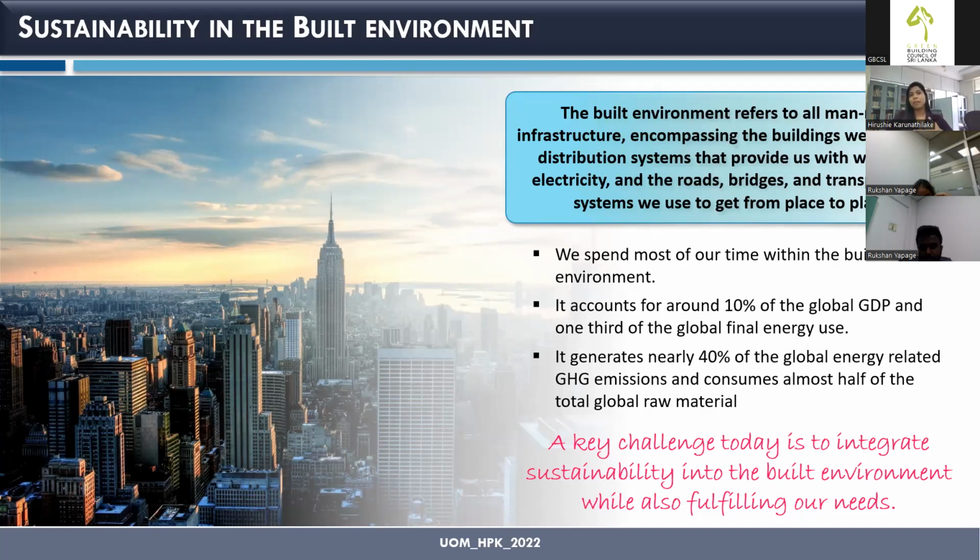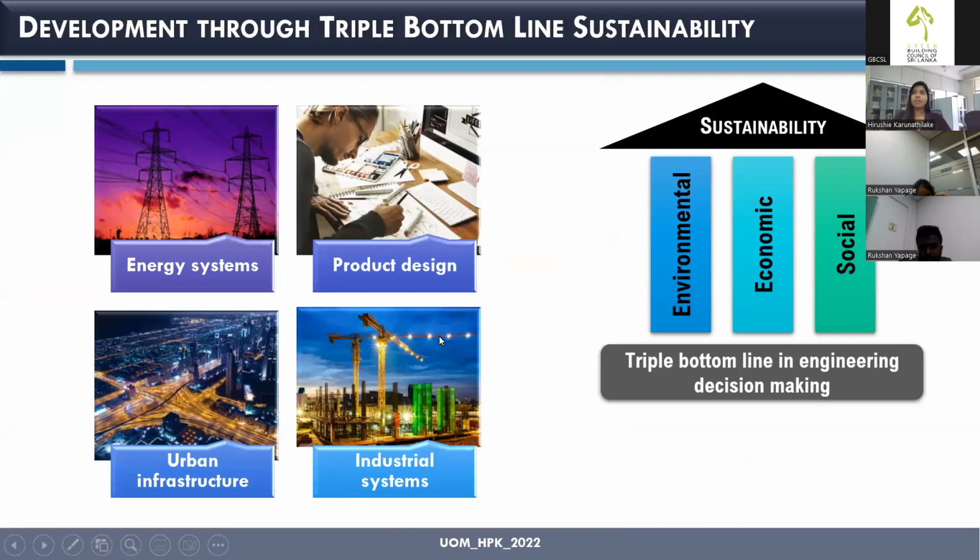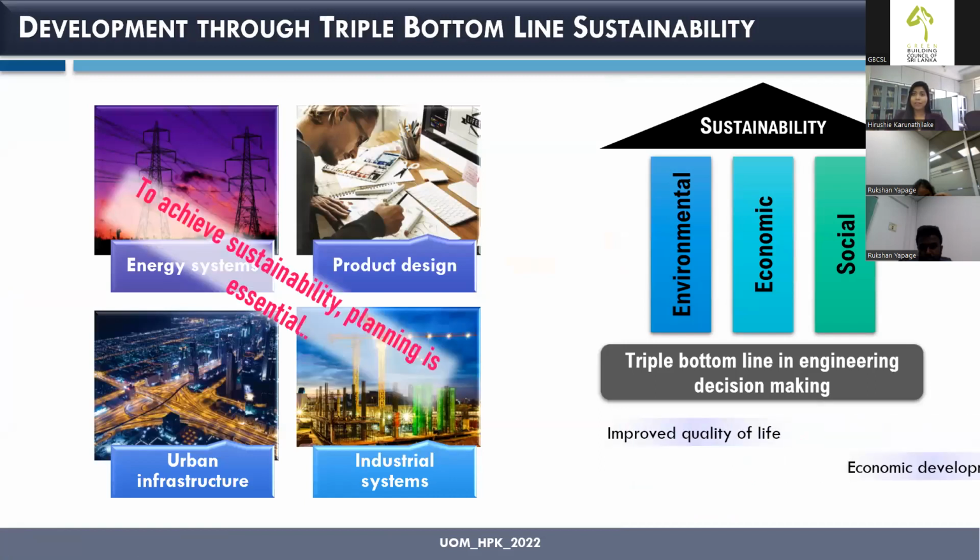The need can be to live, to engage in industrial activities, for leisure or entertainment activities, to ensure our own comfort. So we have various needs to fulfill within this built environment. The challenge is, how do we integrate sustainability while also making sure that we are not adversely damaging the environment and the quality of life of the future generations? When we do this, we look at this concept called triple bottom line sustainability. When we hear the term sustainability, what first comes to our mind is environment, environmental preservation.